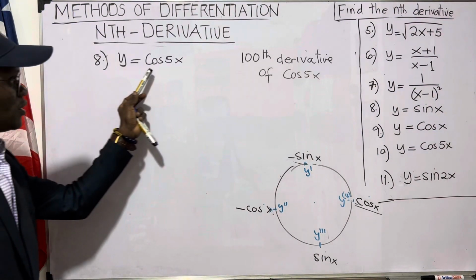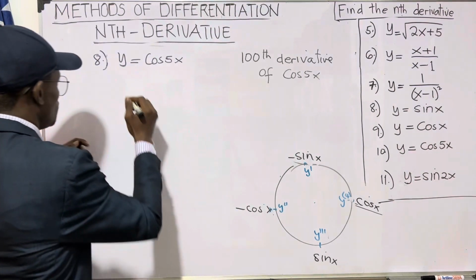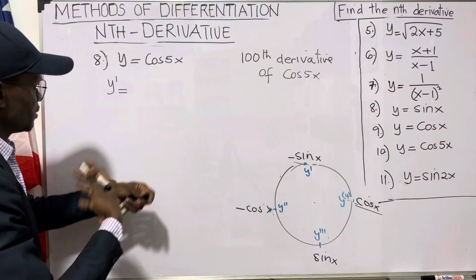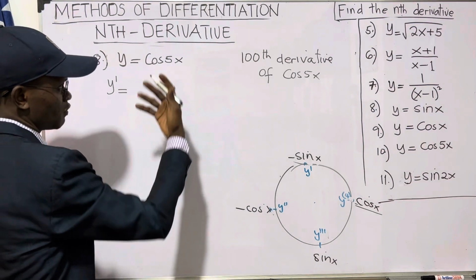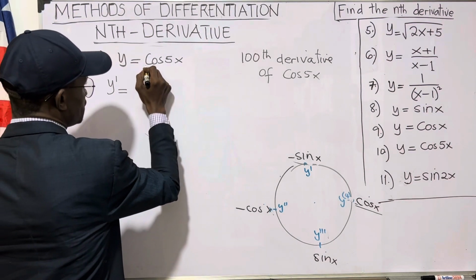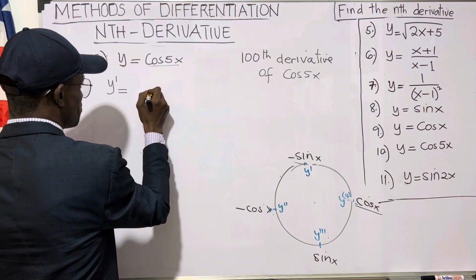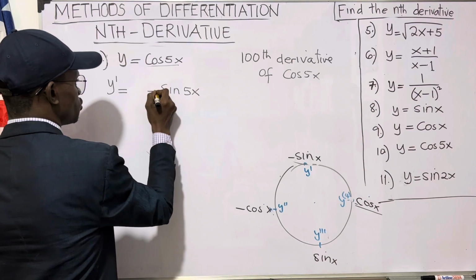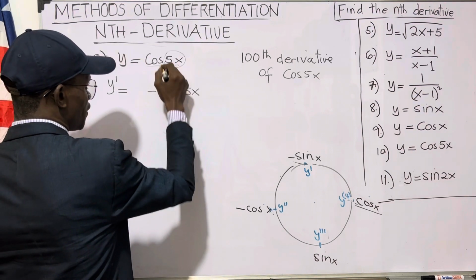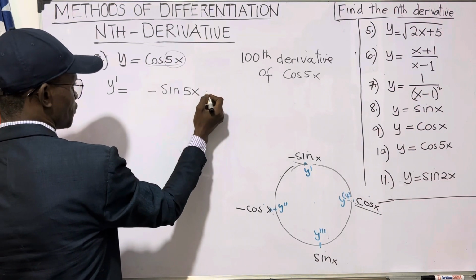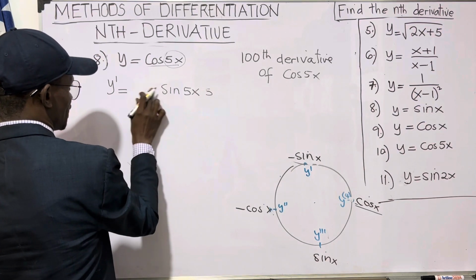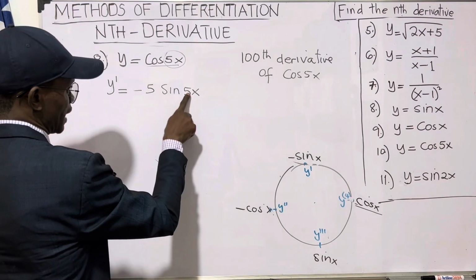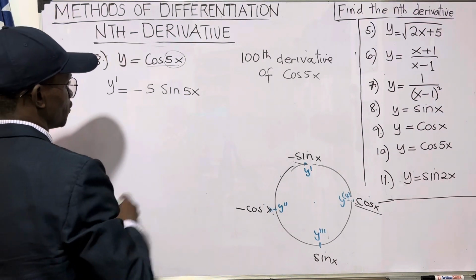So to find the 100th derivative of cos of 5x, we need to first determine what is the pattern of the derivatives of cos of 5x. The derivative of cos of 5x is just minus sine of 5x. Now if we differentiate the angle, the derivative of 5x is just 5. So we bring this 5 back here. So it's minus 5. We don't multiply this 5 by this angle. This is the angle of the trig function.